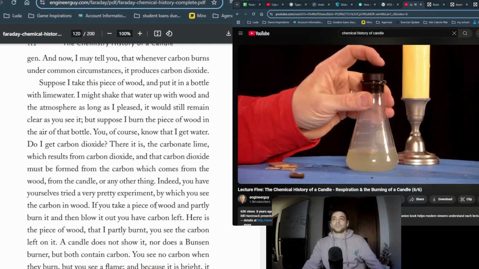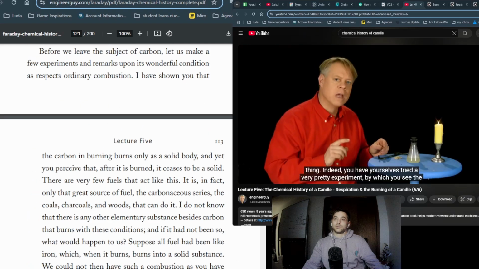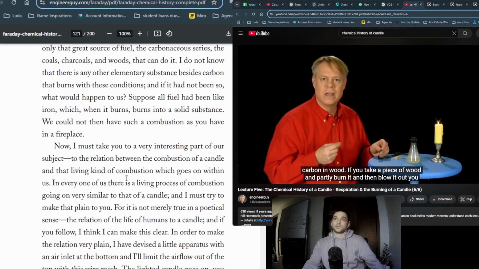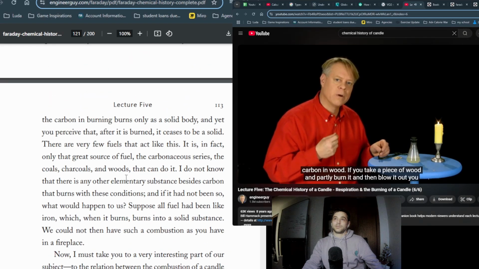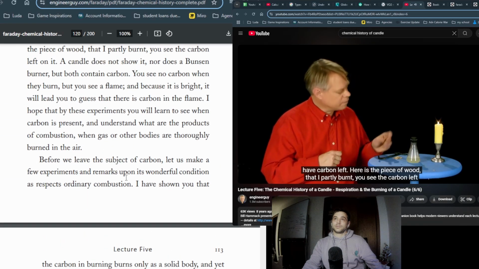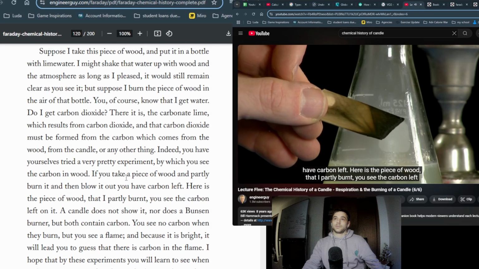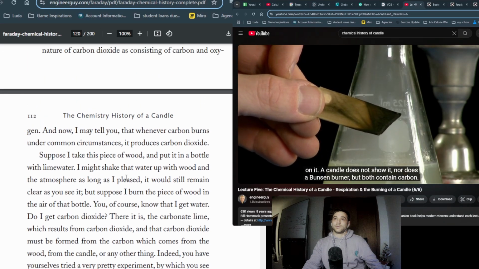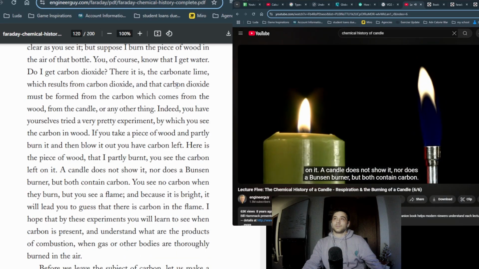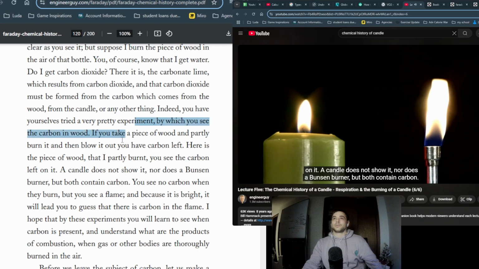There it is, the carbonate lime which results from carbon dioxide, and that carbon dioxide must be formed from the carbon which comes from the wood, from the candle, or any other thing. Indeed, you have yourselves tried a very pretty experiment by which you see the carbon in wood. If you take a piece of wood and partly burn it and then blow it out, you have carbon left. Here is the piece of wood that I partly burnt. You see the carbon left on it. A candle does not show it, nor does a Bunsen burner, but both contain carbon.